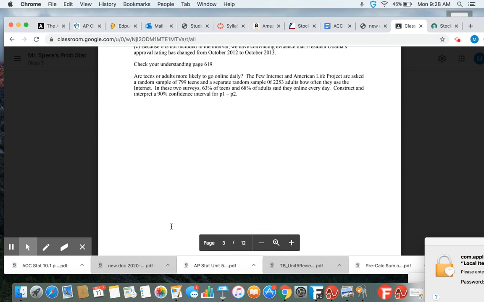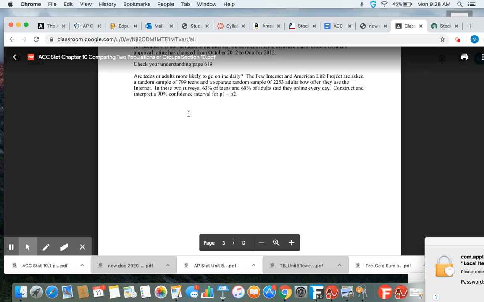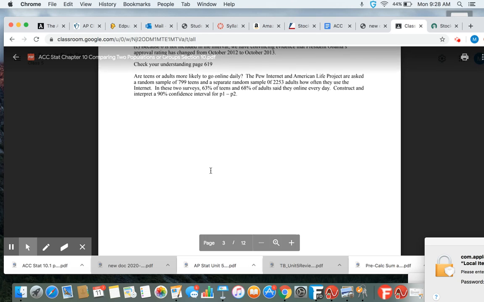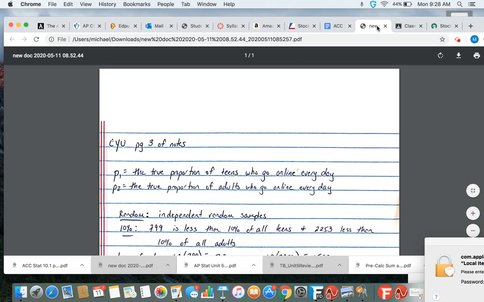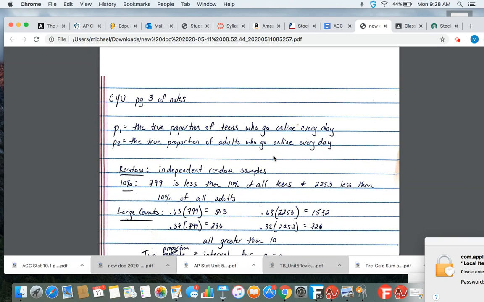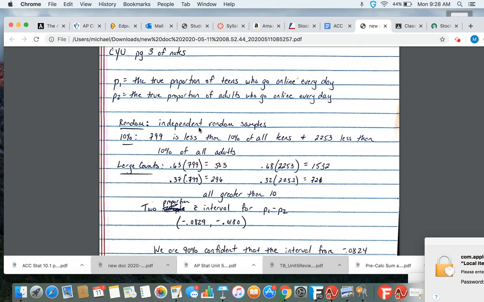All right, on page 3 in your notes, you should see this, check your understanding. Now rather than me write it out for you, just because that can be pretty time consuming, I have it done right here. So just follow along in those notes. You're going to hopefully transfer this onto some paper, okay? But the first thing, like I was saying, you have to define how you're going to identify the proportions. So I just put P sub 1. We'll say that those are the true proportion of teens who go online every day. And P sub 2 will be the true proportion of adults who go online every day. Both came from independent random samples.